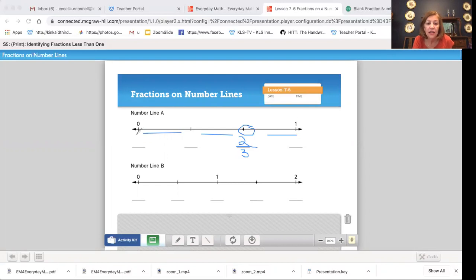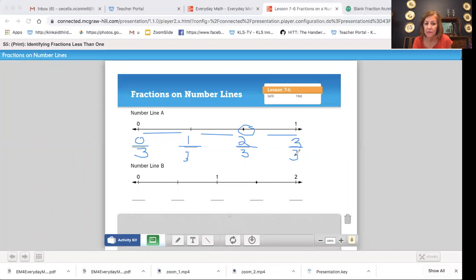So if we start at 0, this is going to be 0 thirds. And this would be 1 third, 2 thirds, and our 1 whole is 3 thirds, where the numerator and the denominator are the same.